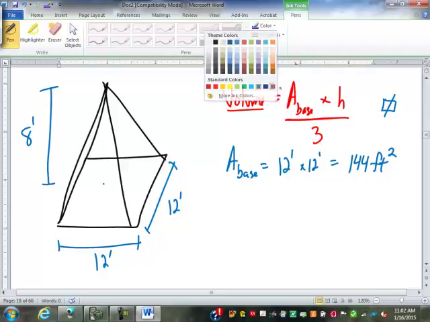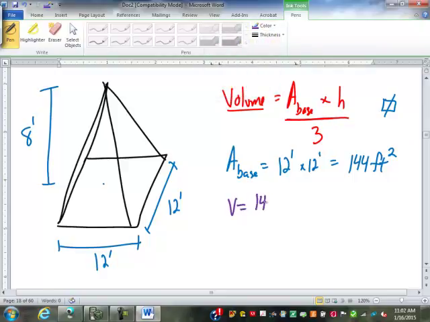So that's our area of our base. So our volume then is the 144 square feet times the height of 8 feet divided by 3.